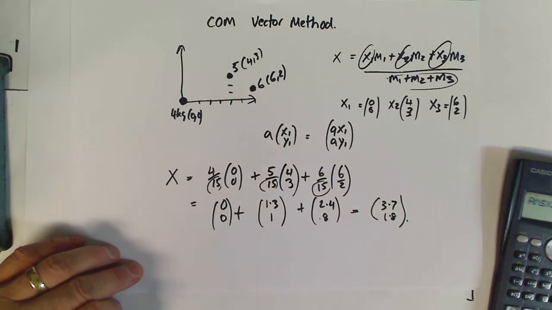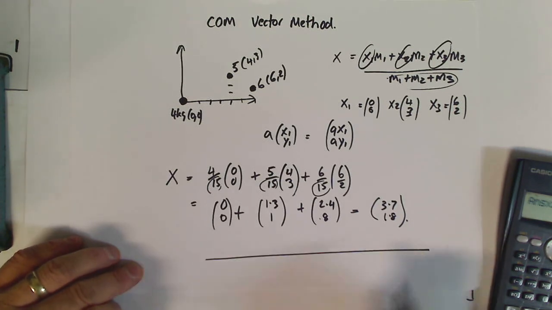So as a vector, that's where the location is. And what's at that location? Well, what's at that location is 6 plus 5 plus 4, or 15 kgs. That's the vector approach to these center of mass problems.